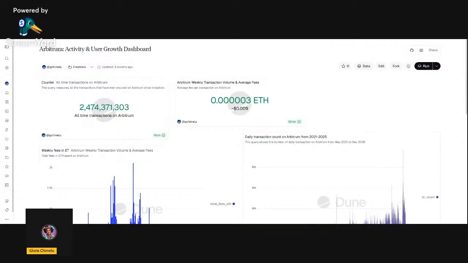That is a big number because there are some chains that have not gotten up to that lifetime value, and Arbitrum is doing 300 million transactions in just 3 months. That's an average of 100 million transactions a month. That is a big deal, and it shows that Arbitrum is one of the busiest blockchains that we have right now. And also, it shows that adoption is growing.